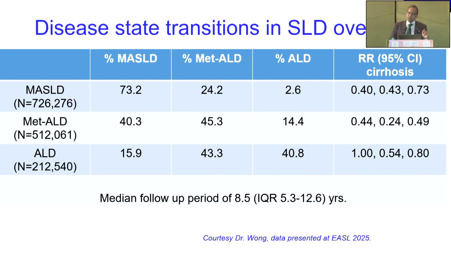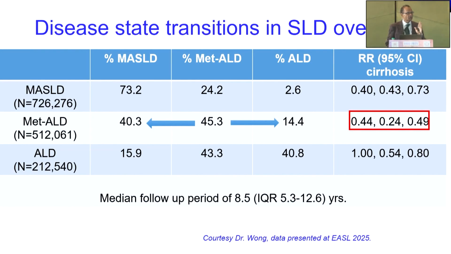Another issue, in a clinical trial and in a clinical setting, is the disease state transitions. And these data are from one of my close friends, Dr. Robert Wong, who presented these data at the EASL meeting this year. The slide shows you, for the purpose of the talk today, this is the MET-ALD. Over a period of 8 years, and these are all veterans, male patients, about 40% of the patients who were classified at the beginning to have MET-ALD, over time their alcohol use decreased and they could be classified as MASLD. On the contrary, about 14% of these patients increased their alcohol use and were classified as alcohol-associated liver disease.